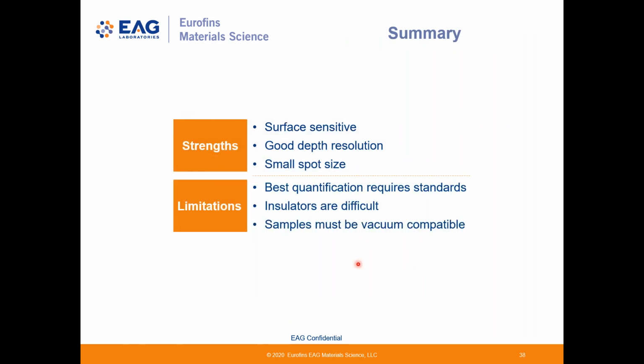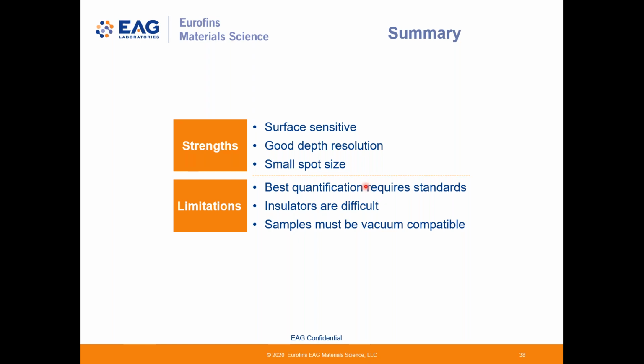So to summarize, what I've tried to show today, Auger is very surface sensitive, enabling us to detect sub-monolayers of material on the surface. The surface sensitivity also lends itself to good depth resolution, so we can provide depth profiles to determine compositions of thin film stacks down to tens of nanometers thick. And another strength of this technique is its very small spot size, lending us the opportunity to analyze submicron particles and features. Now, some of the limitations of the technique are we do need standards with similar compositions as the samples of interest for best quantification.